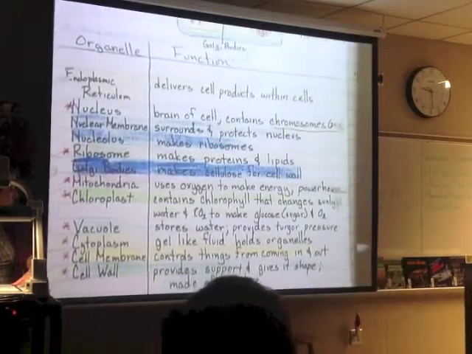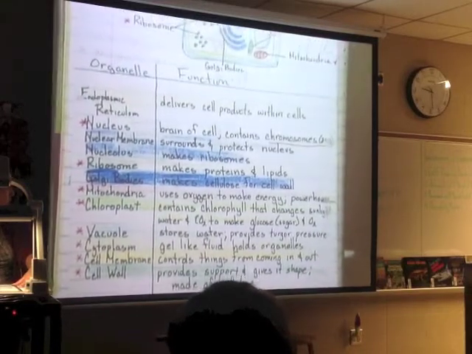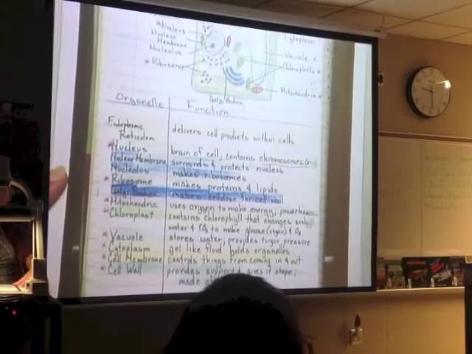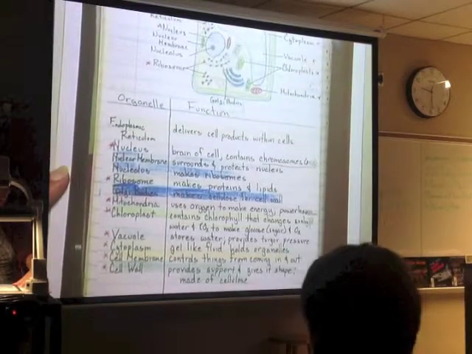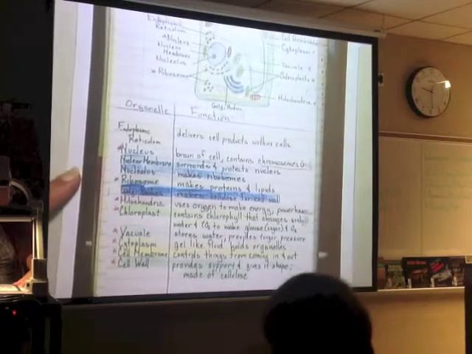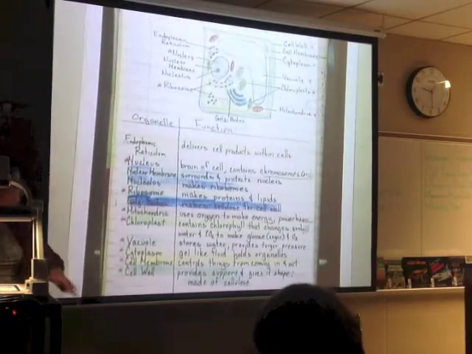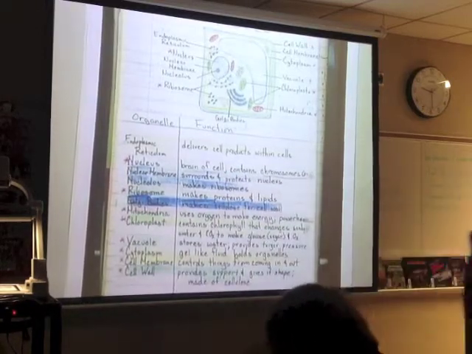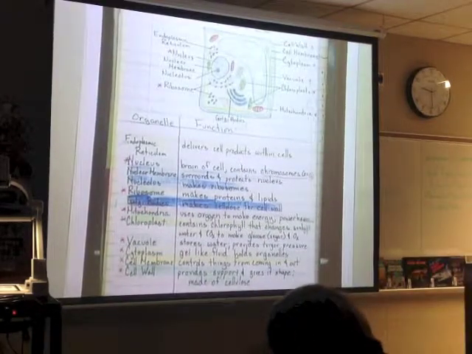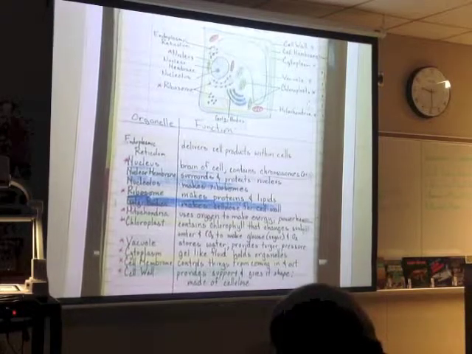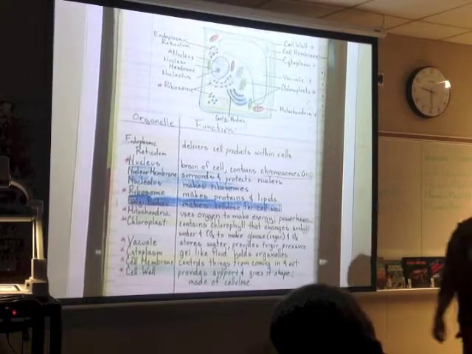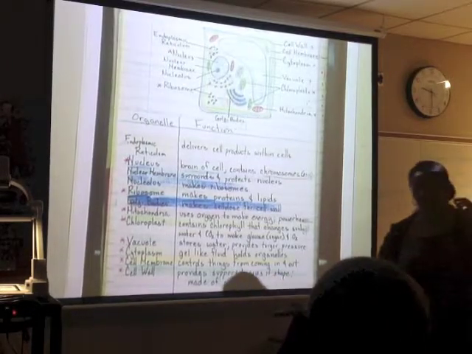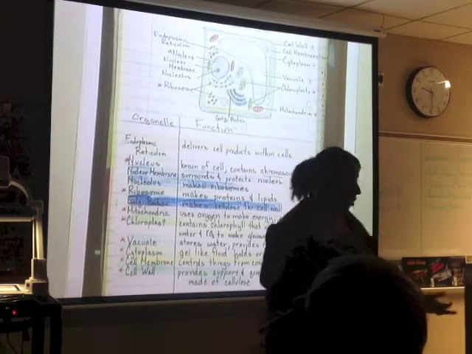As we're looking at these functions, I really want you to go through and either highlight or underline the key word for the definition. Because truthfully, if you come in and you look at nucleus, brain of cell, contains chromosomes and DNA. Alright, you really want to memorize all those words. So when you do notes like this, when you're looking at definitions, you want to find keywords. You want to find that one or two words that's going to make you remember what that organelle does.